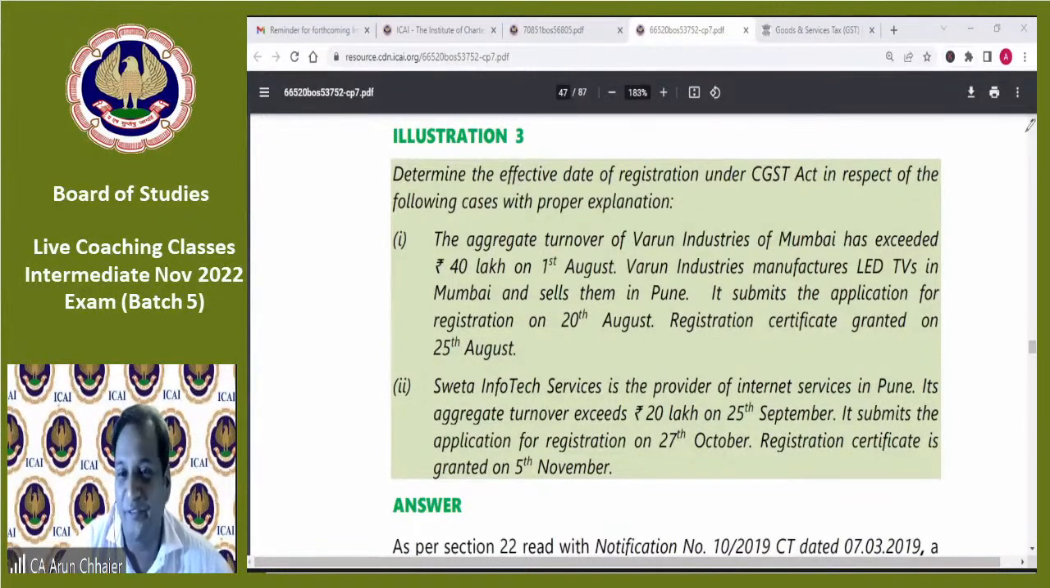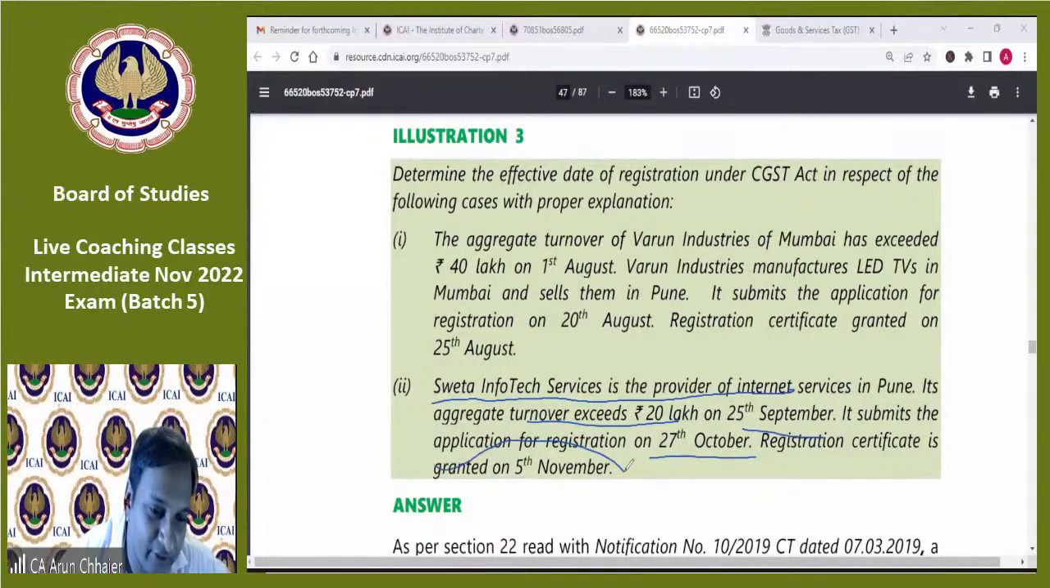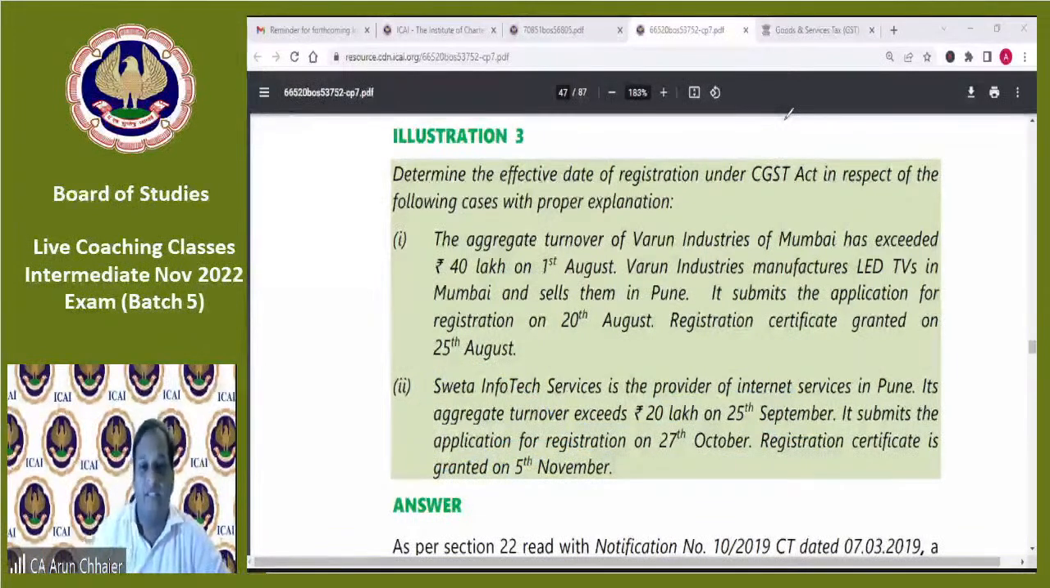Shivam is saying obviously 1st August. No problem. Next: Sweta Infotech Services is providing internet services in Pune. Its aggregate turnover exceeded 20 lakh on 25th September. It submitted the application on 27th October. What is the effective date of registration in this case?